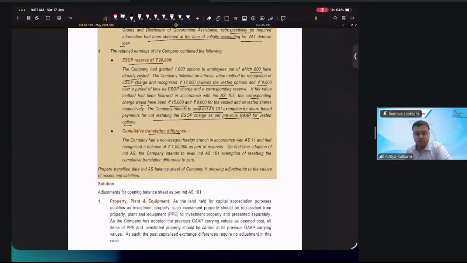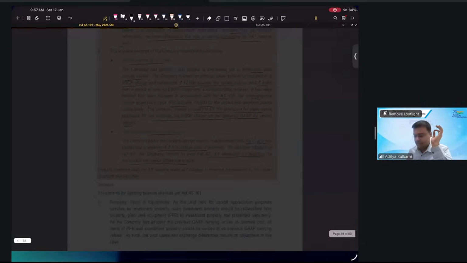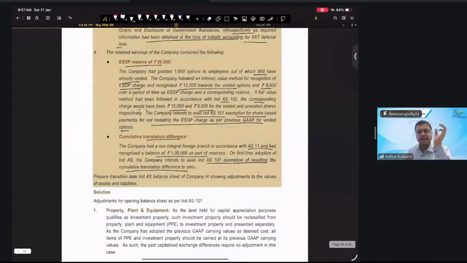Then, cumulative translation difference. The company had a non-integral foreign branch in accordance with AS 11 and had recognized 1 lakh as part of reserves. On first-time adoption, the company intends to avail the Ind AS 101 exemption of resetting the cumulative translation difference to zero. That means they want to make FCTR zero and start accounting as per Ind AS 21. Remember, with FCTR you cannot take previous GAAP. Remember FCTR, either I do a full restatement or a complete reset. Only two options are there. There is no third option.